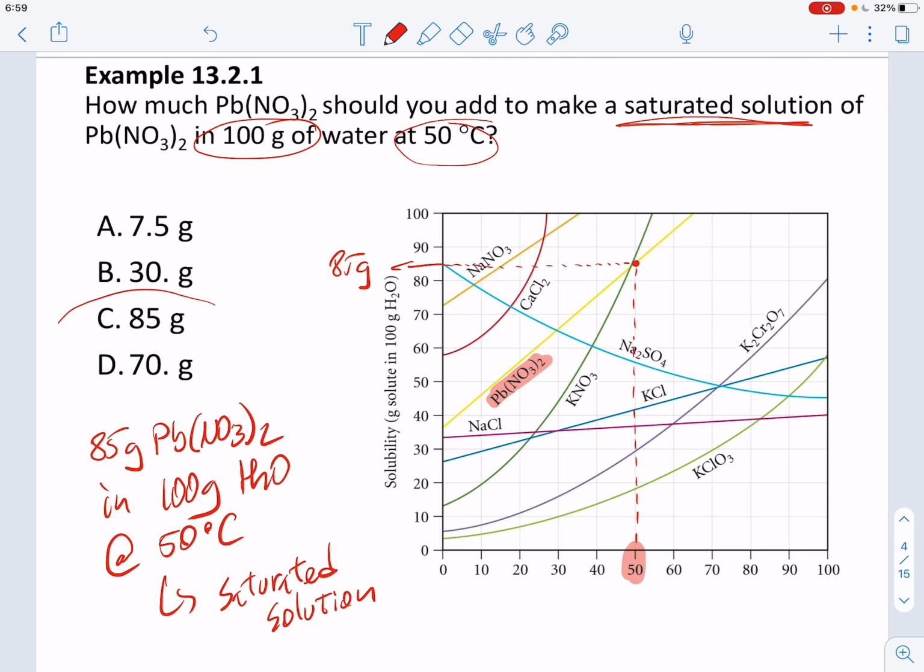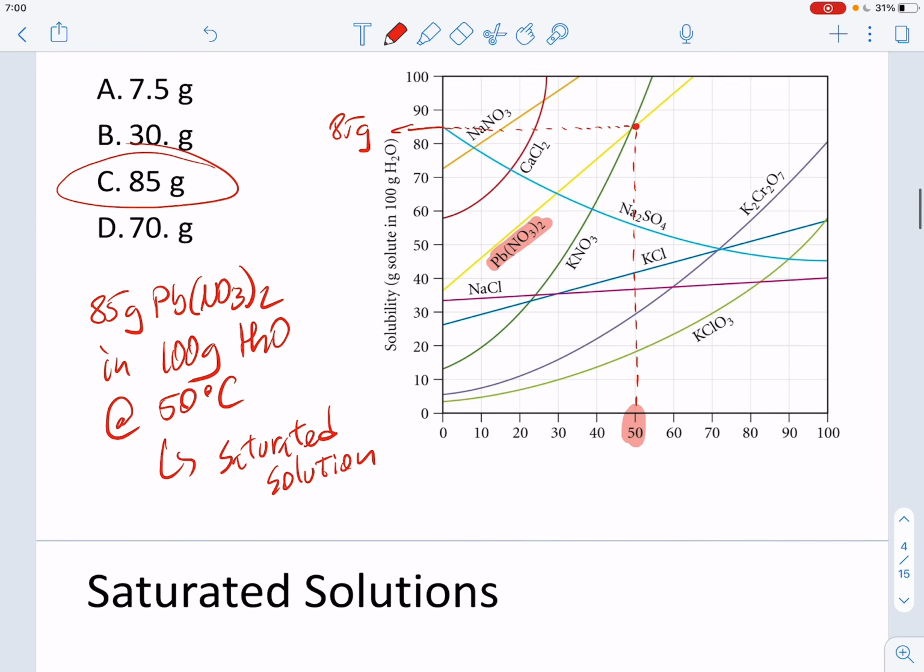Okay, so the answer here is C. You can do that with every single substance present in this graph. So in what other ways can you handle this information?